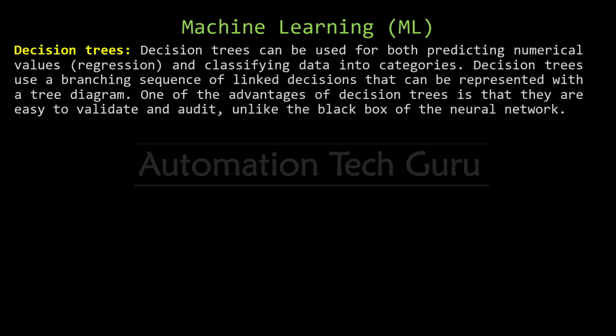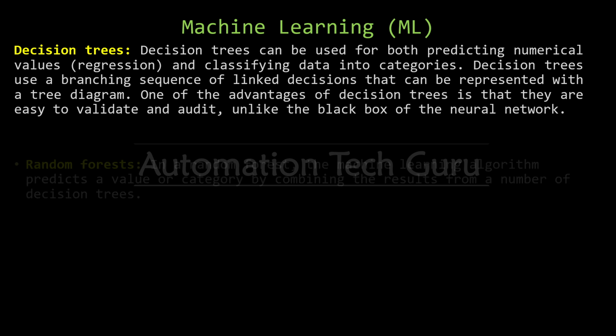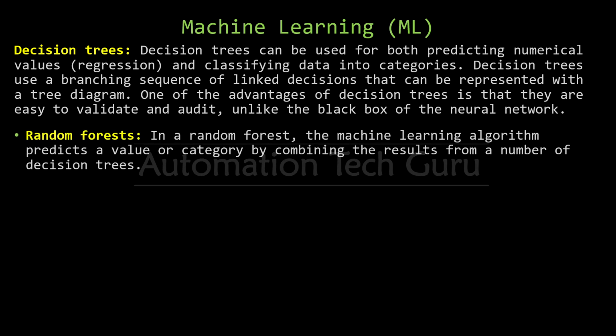Decision trees. Decision trees can be used both for predicting numerical values, regression, and for classifying data into categories. Decision trees use a branching sequence of linked decisions that can be represented with a tree diagram. One of the advantages of decision trees is that they are easy to validate and audit, unlike the black box of a neural network. Random forests. In a random forest, the machine learning algorithm predicts a value or category by combining the results from a number of decision trees.